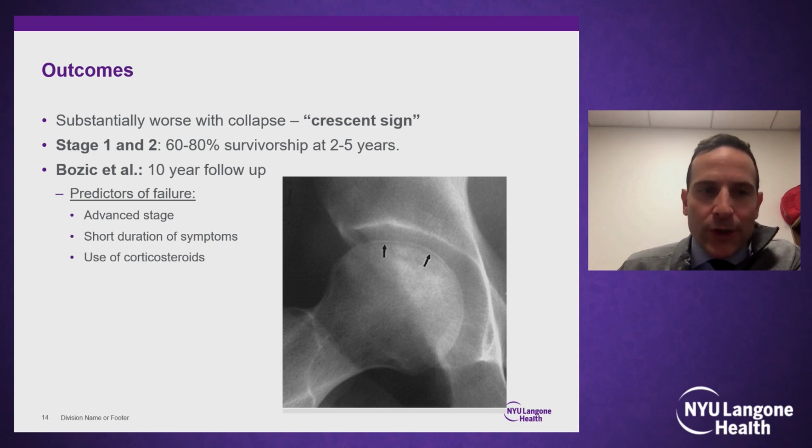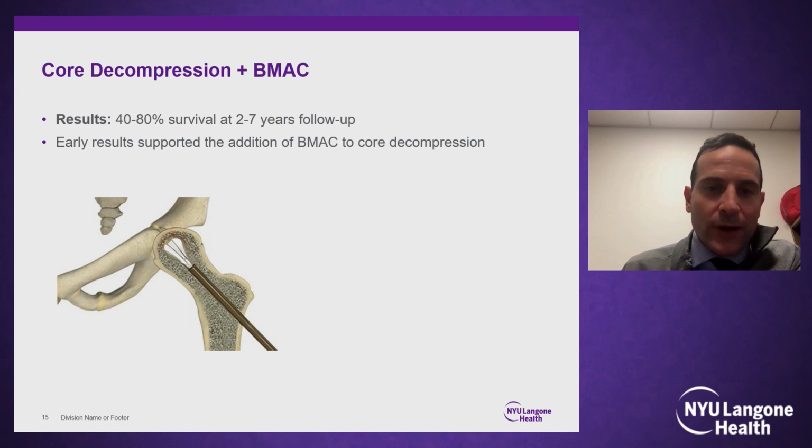And there are some predictors of failure, obviously advanced stage, like we just discussed. Generally, if there's a short duration of symptoms, so it just came on really, really suddenly, or they've used corticosteroids, those don't bode well for that hip surviving after a core decompression.